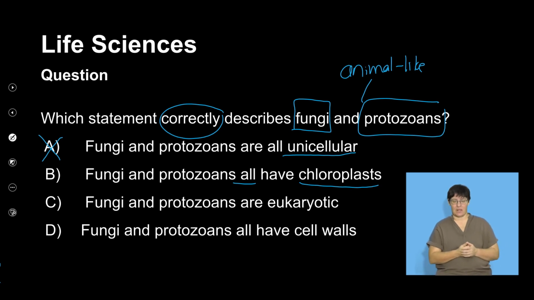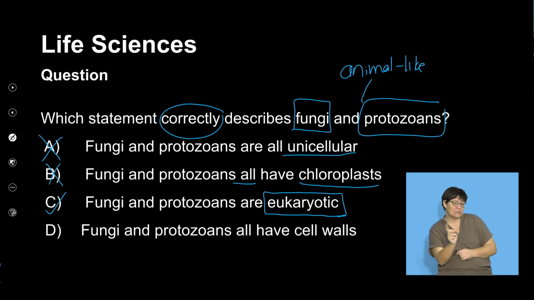One is the animal-like one, all right, of the protists. Fungi, we know, have to live on other living organisms, so that statement would be incorrect. Fungi and protozoans are eukaryotic. Yes, they both are. Both of them are eukaryotic cells. They have a nucleus with membrane-bound structures. But we now just go and check the last question to make sure we're correct.